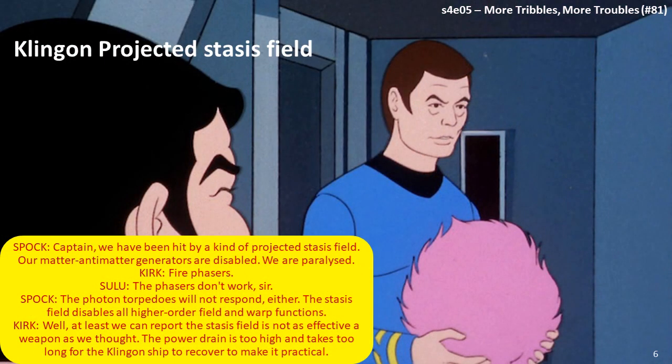In this episode, the Klingons employ a new weapon, a projected stasis field, which disables the antimatter generators, phasers, and photon torpedoes. This weapon apparently uses a lot of power and is not practical as a usable weapon system, but it takes a little while for the Enterprise to discover this.